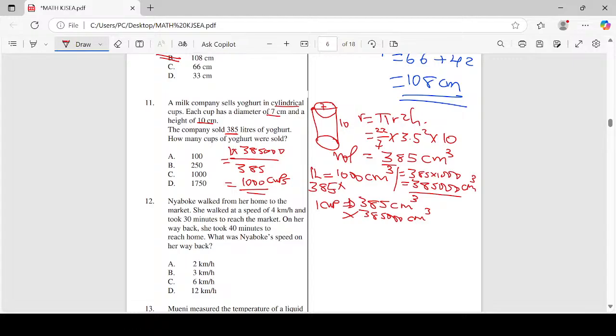1,000 cups were sold. So in your choices, you are seeing the correct answer is C. The correct answer, learners, is C.